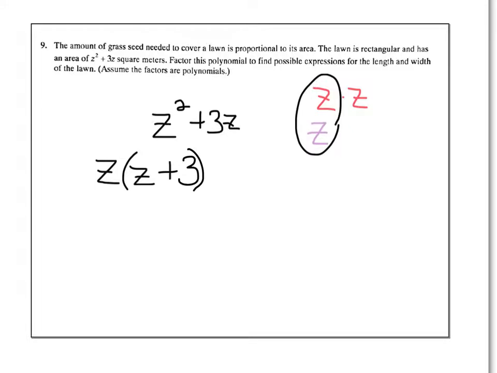So this means that the length, I would say, is z plus 3, and the width would be z. If you switched it, it really doesn't matter. Each measurement just represents a possible expression for your length and width.